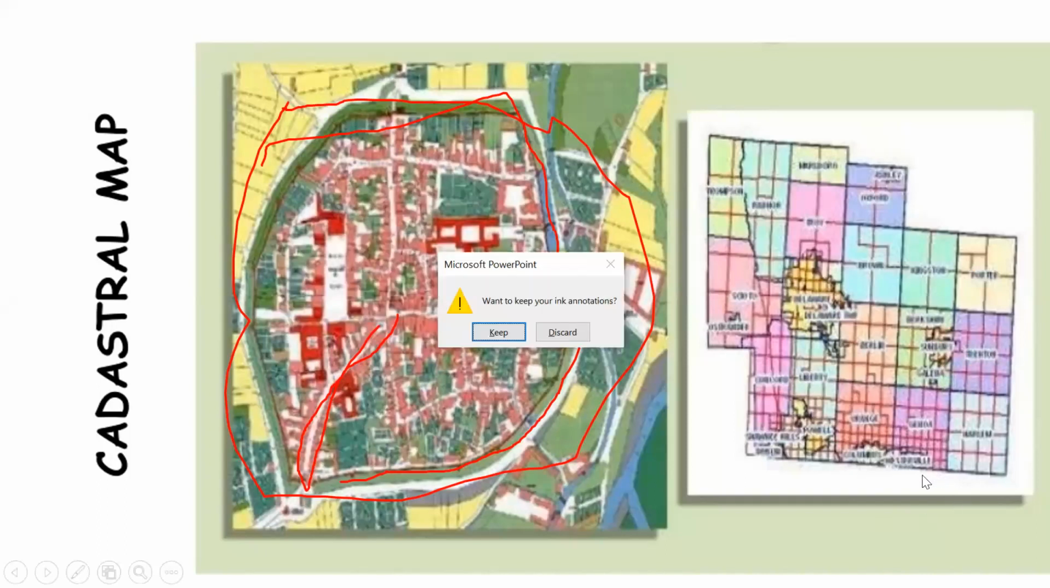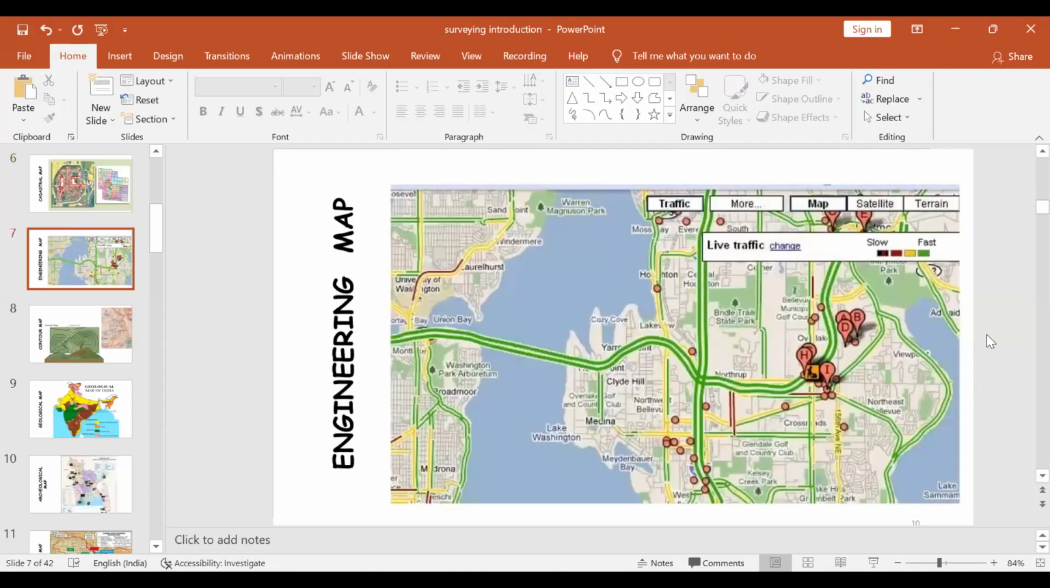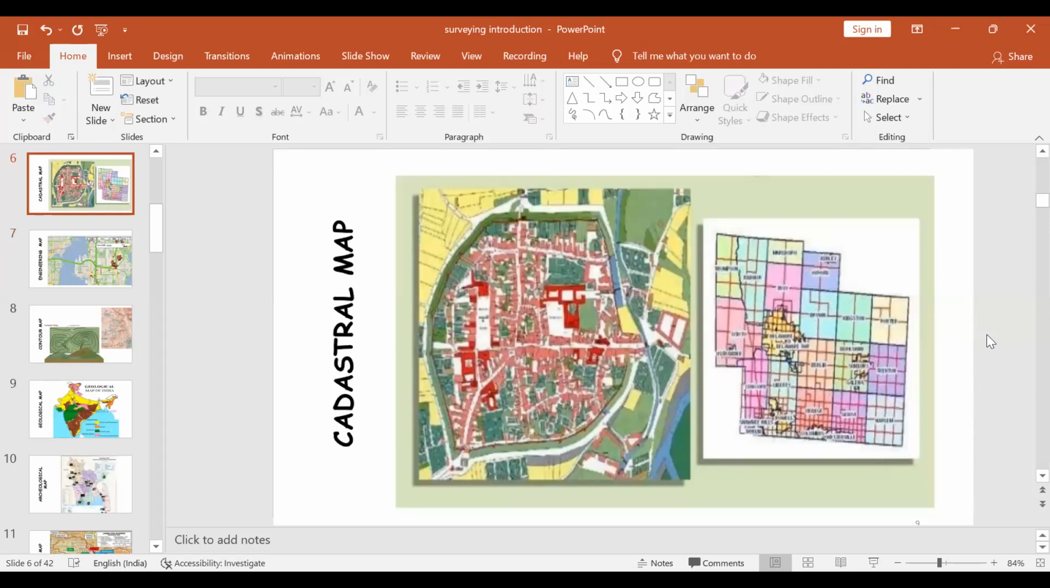What kind of survey would you prefer, a drone survey or using a total station? Which instrument will be used for the preparation of this cadastral map? Nowadays we are using drones, DGPS, total station, auto level, electronic total station. So many instruments are there to prepare a cadastral map.